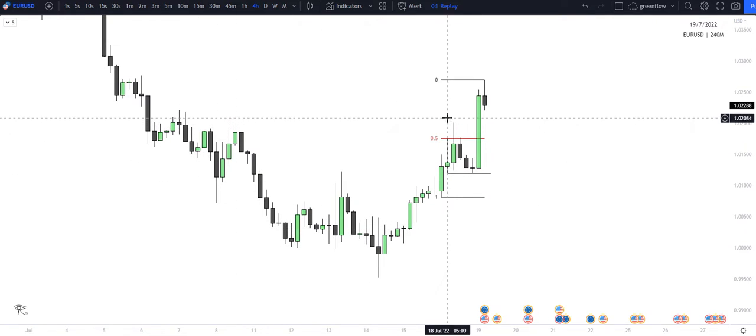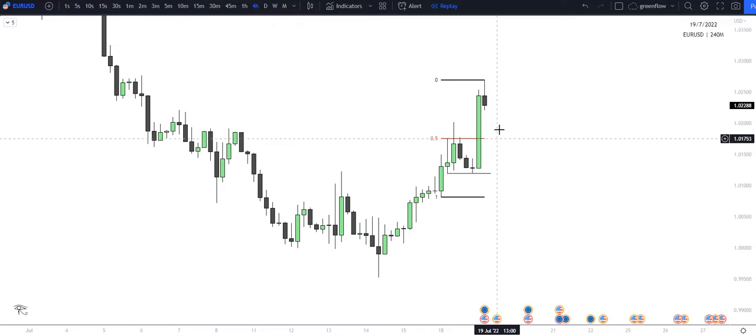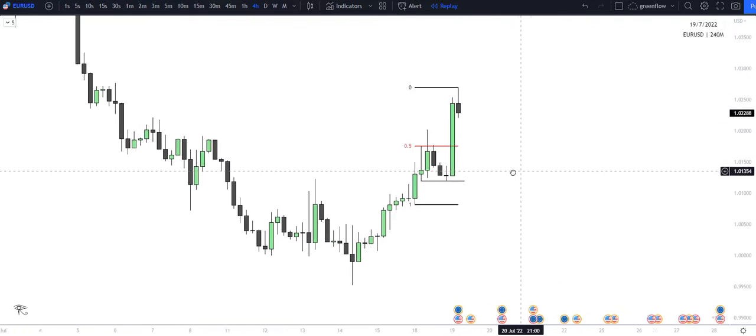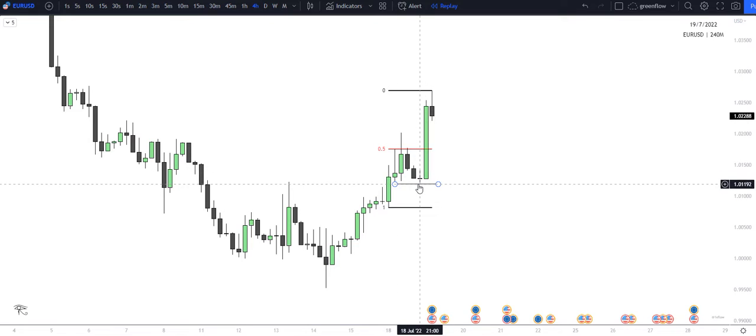We can see more breaks of structures upside if we're looking on a 4-hour chart. This large candle caused that impulsive move to the upside, so this now creates a range. You can use this one as well. That is perfectly fine. To your range, right?